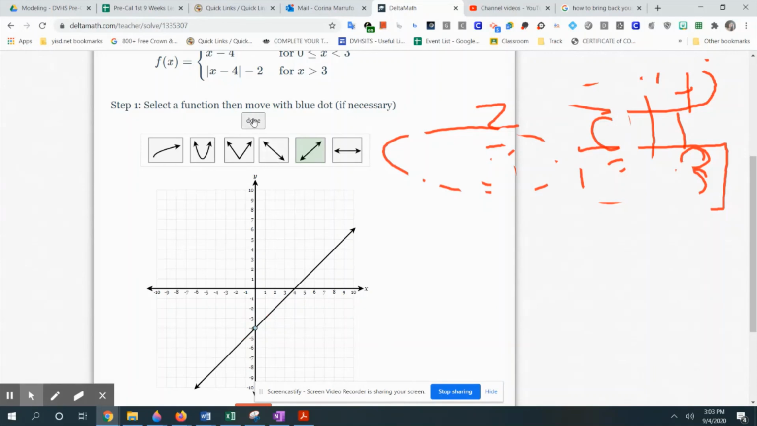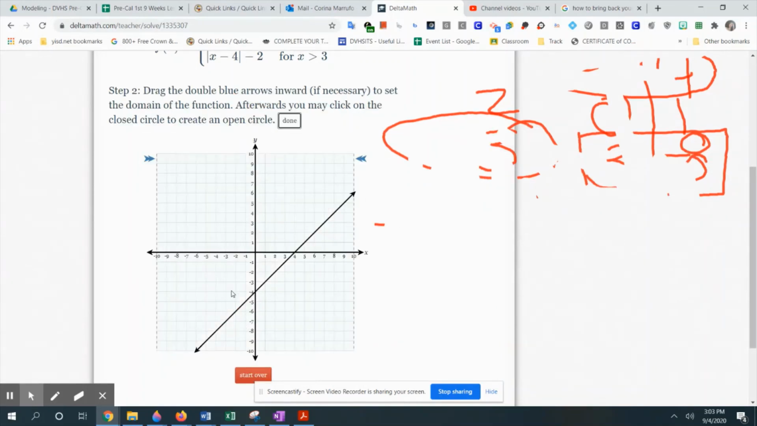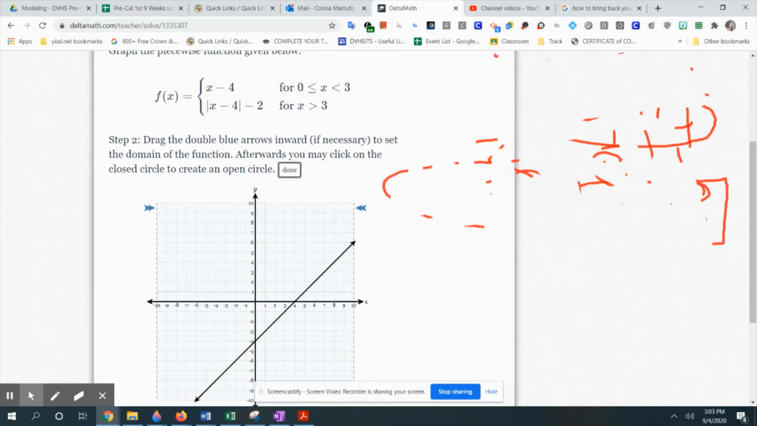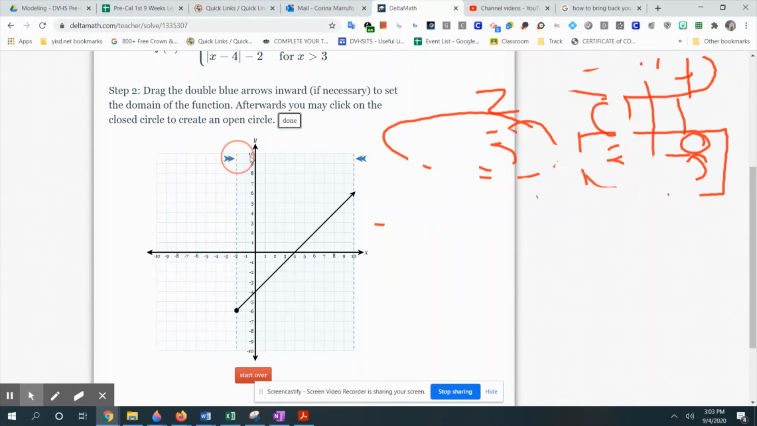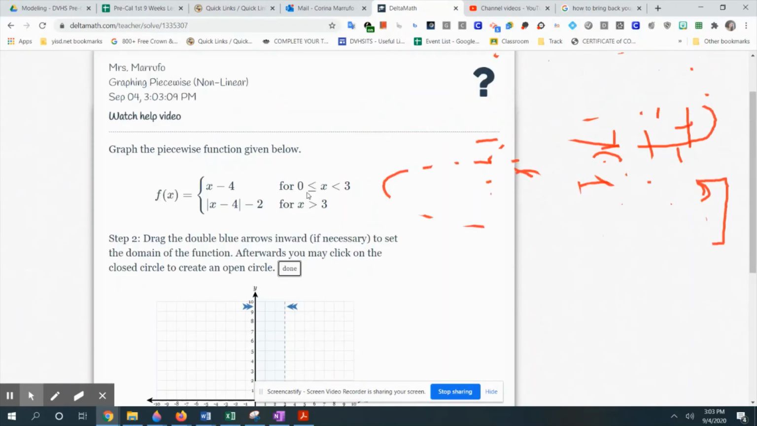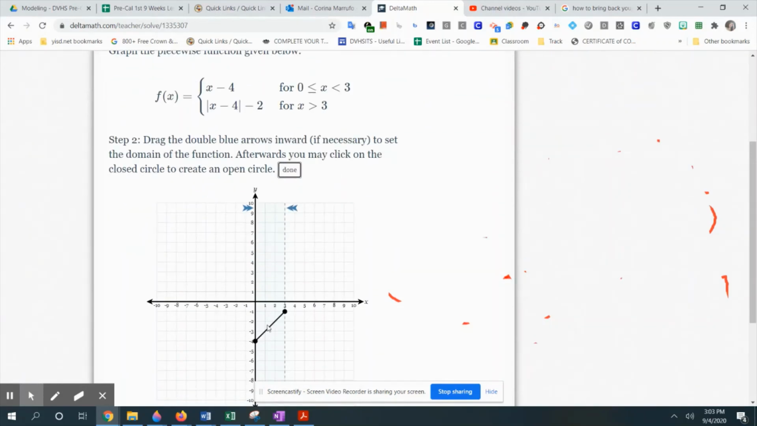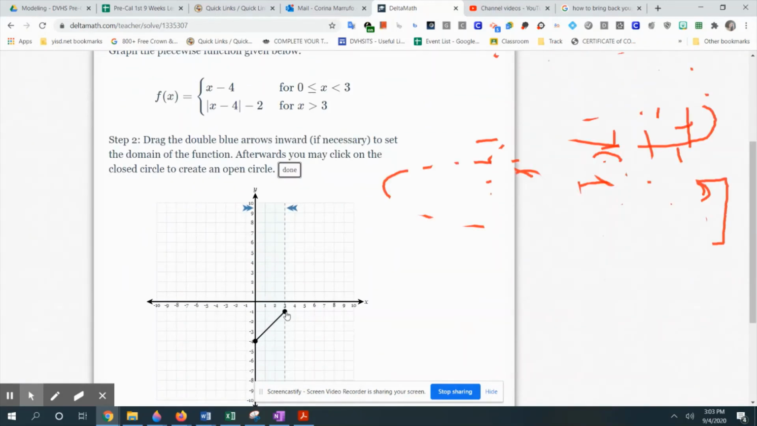I'm going to click done. Now let's set our boundary. So based off of here, it's going to be between 0 and 3. Okay, so between 0, here's 0 when x equals 0. And 3, I'm going to bring this all the way to 3. Oh, right there. And then we notice at 0, it's equal to, but not at 3. So 0, we can leave it as a closed circle, and at 3, we can open it up.